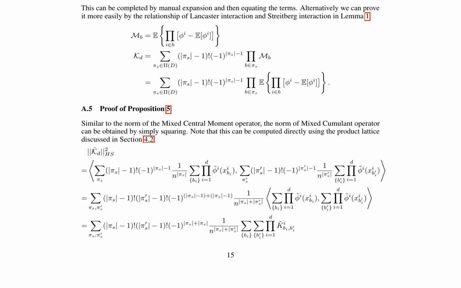In summary, this page provides detailed proofs for several key propositions in the paper, including the simplification of the mixed central moment operator, computation of the Lancaster interaction estimator, relationship between Lancaster and Streitberg interactions, and the norm of the mixed cumulant operator. These proofs are crucial for understanding the statistical properties and relationships discussed throughout the research.